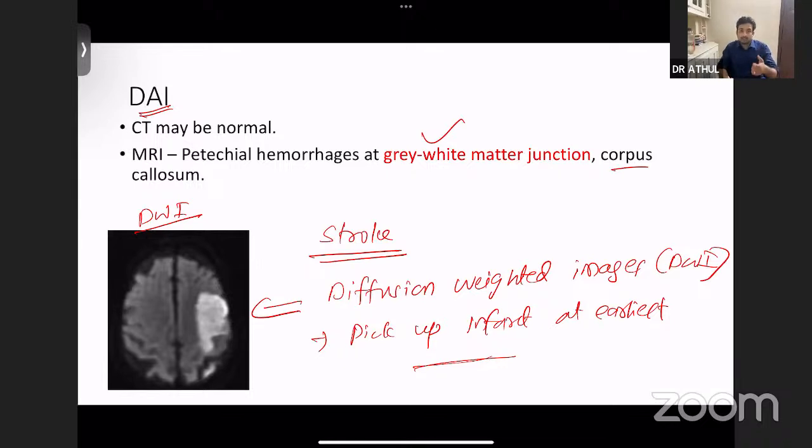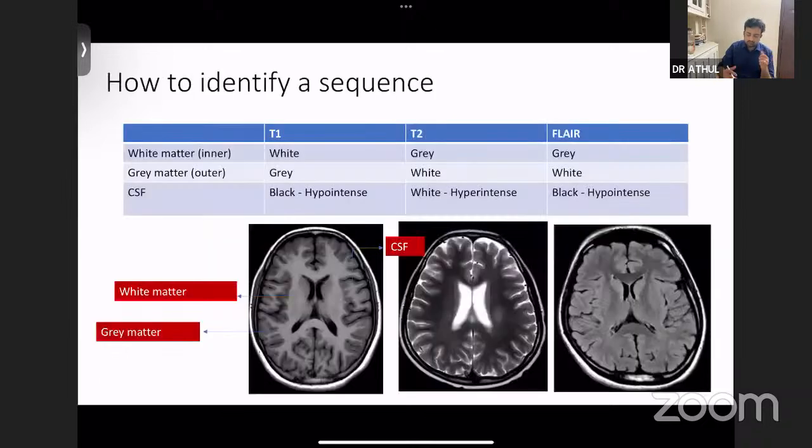Neurologists will be very keen. They will be calling us and asking, is DWI positive or not, because DWI positive means there is something in the brain causing diffusion restriction. Stroke, that is infarct, is one of the major causes of diffusion restriction. Other is this image, this table, which we have already covered in our previous section before NEET-PG. So this is very, very important.